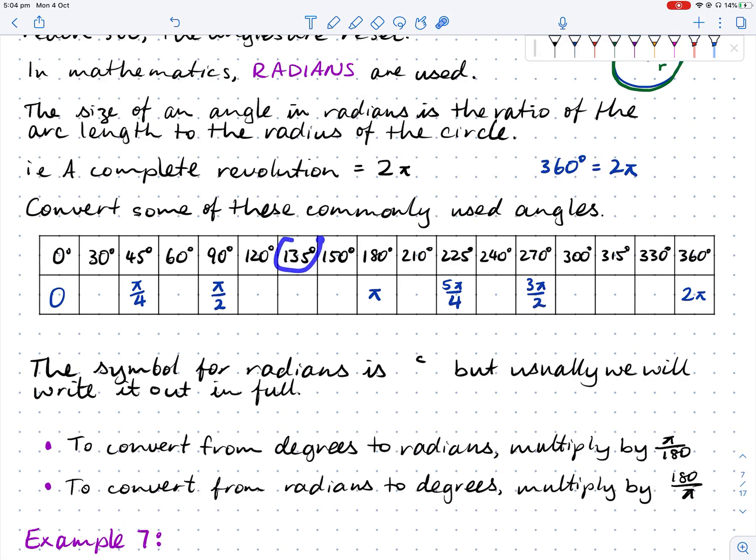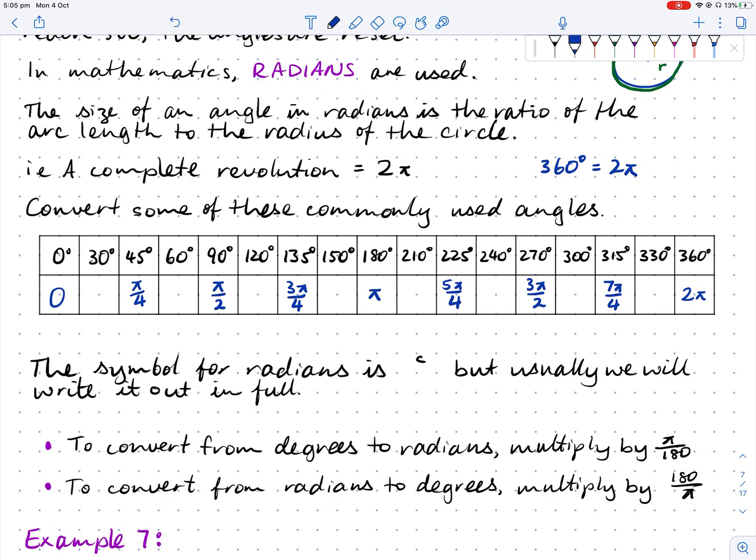We've got 135 degrees. That's halfway between 90 and 180. So halfway between pi on 2 and pi, so half of pi and 1 lot of pi, halfway between those two numbers is going to be 3 pi on 4. Hopefully with a lot of practice with this, your fractions will get really good too. And 315 also has a related angle of 45. So halfway between 3 pi on 2 and 2 pi is going to be 7 pi on 4.